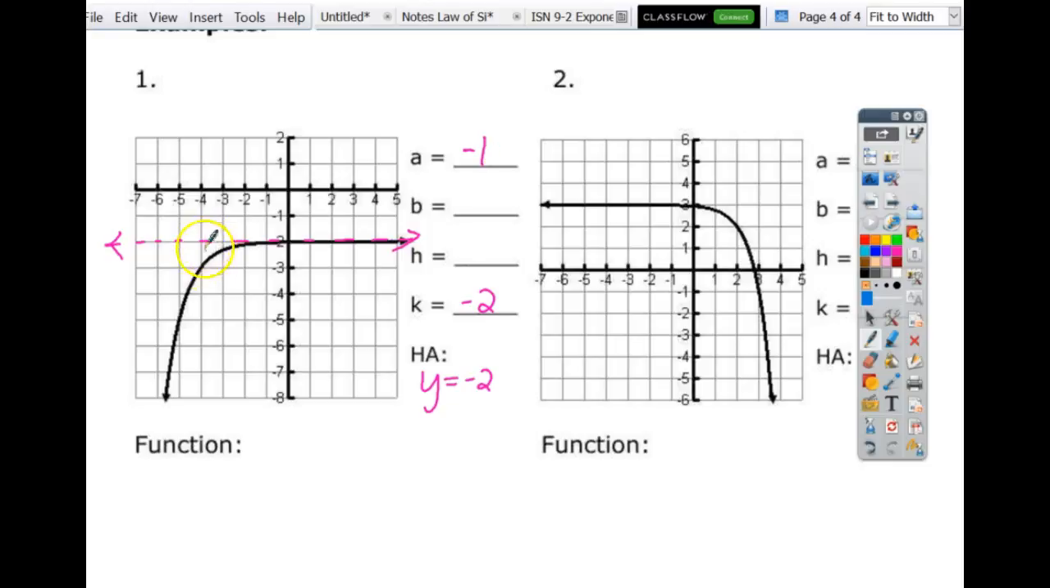My B, I'm going to find the point 1 away, which is right here, and now I'm going to count still. 1, 2, 3. So it's a decay, so it's not 3, it's 1/3. And my H should be on the y-axis, but it's not. So it's -4. So when I write my whole function, I'm going to have y equals negative (1/3) to the (x plus 4) minus 2.